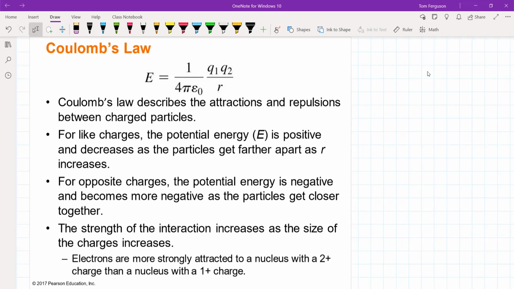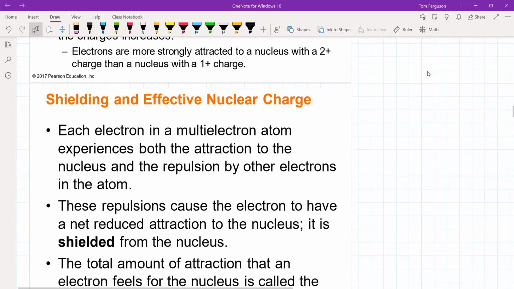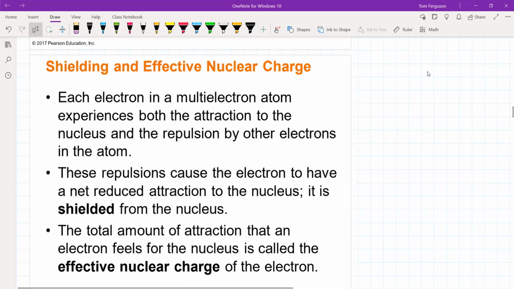It has to do with their individual charges and how far apart they are. That's R. So the farther apart they are, there's less potential energy there, which means it's more stable. As they get closer and closer together, that potential energy increases, meaning it's less stable. Okay, I'm going to come back to this in a minute here.